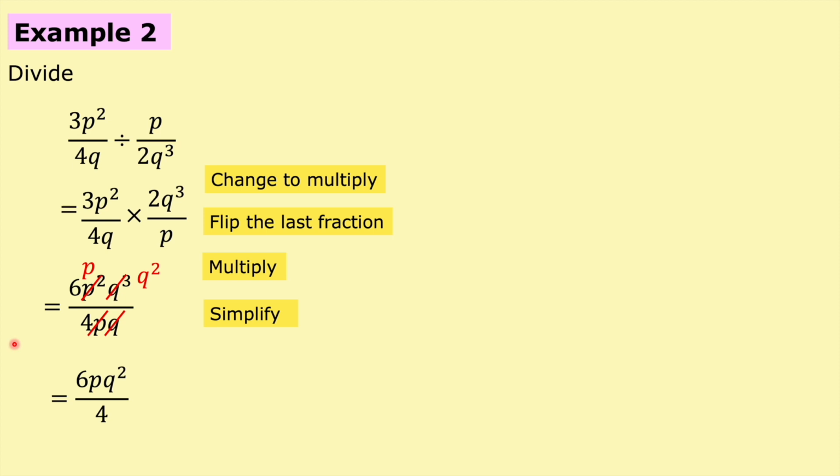Now look to our number terms, make sure they are fully simplified. So 6 and 4, we can divide them both by 2. So 6 divided by 2 is 3, 4 divided by 2 is 2, leaving 3pq squared over 2. And that is your final answer, fully simplified.